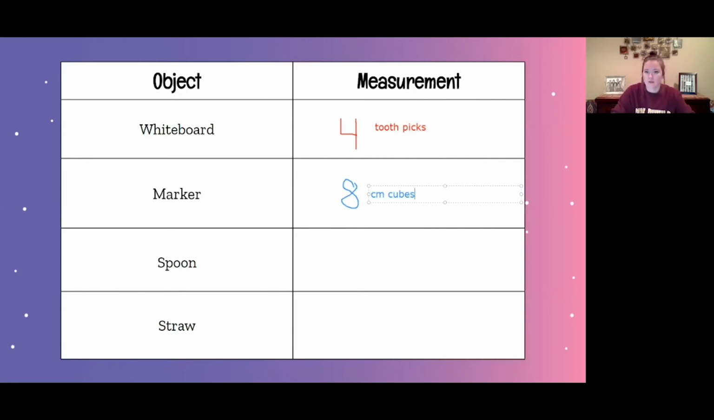Okay, so next up, let me change the color. We had our spoon. How long was the spoon? It was 9. 9 what? 9 paintings? 9 hairbrushes? 9 ants? Oh, it was 9 coins. Or pennies is what I used. All right, pennies. 9 pennies. Nice job. All right, and last one.